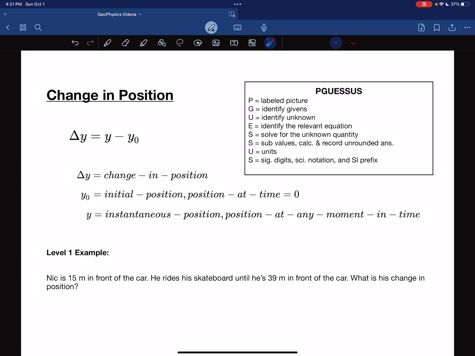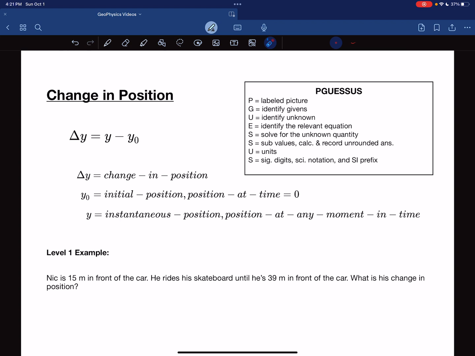Delta y is the change in position. That's what it means. Y naught is the initial position, or the position at time 0, or the beginning time. And y is the instantaneous position, the position at any moment in time. That could be the end, but it's the position at any instant in time.